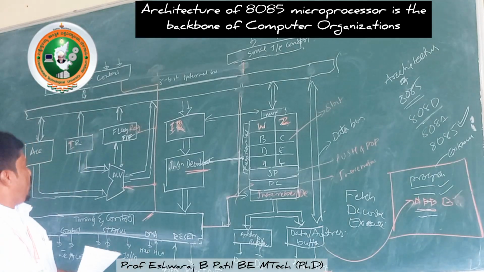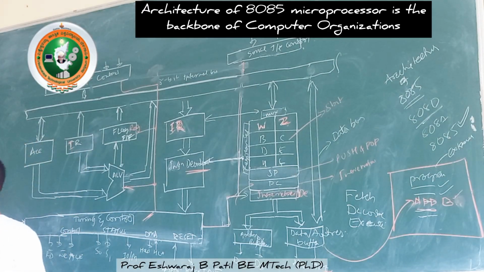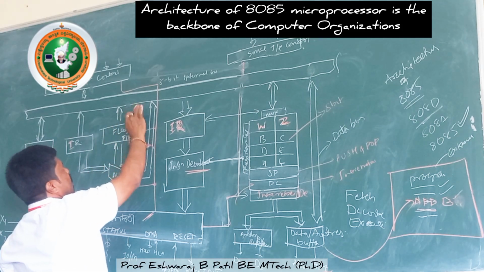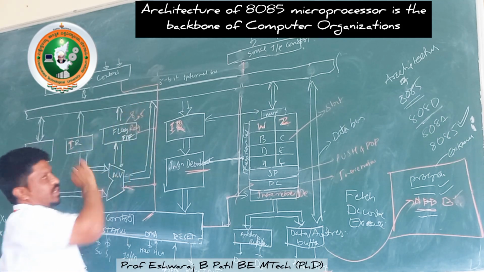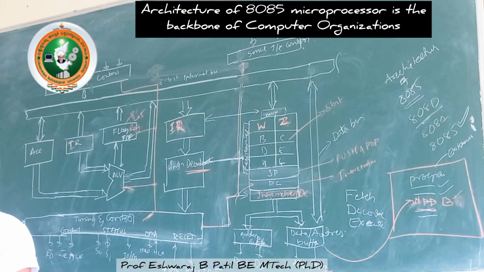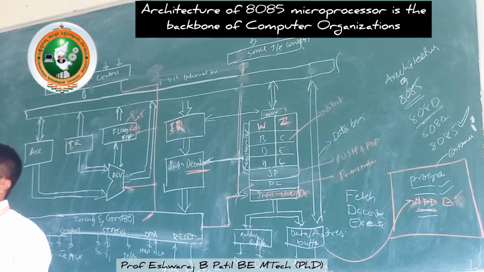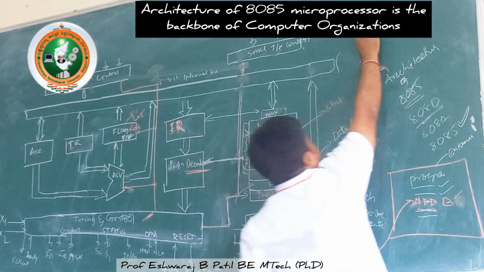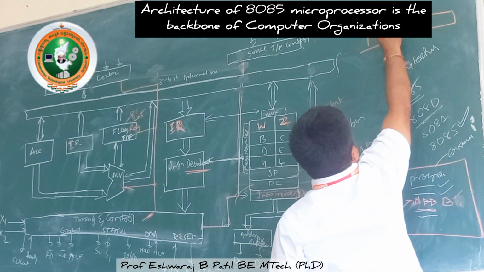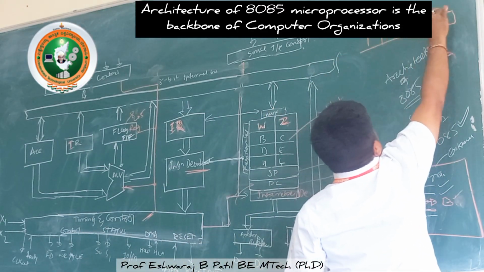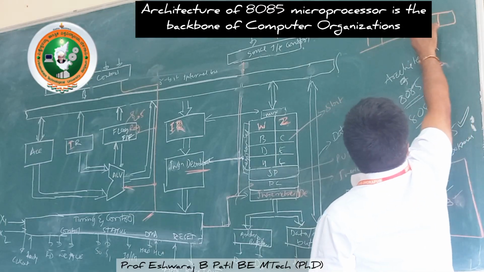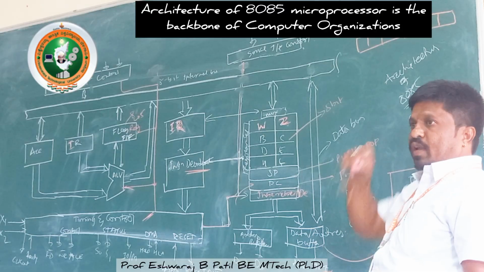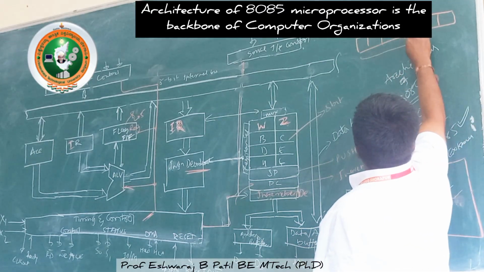There are 5 flags. Flags are nothing but some registers. This is also an 8-bit register, but we will be using only 5 flags. 3 bits are not at all used in the microprocessor. If a register has 8 bits, you should remember: 1, 2, 3, 4, 5, 6, 7, 8. Only these bits are used in the flags.